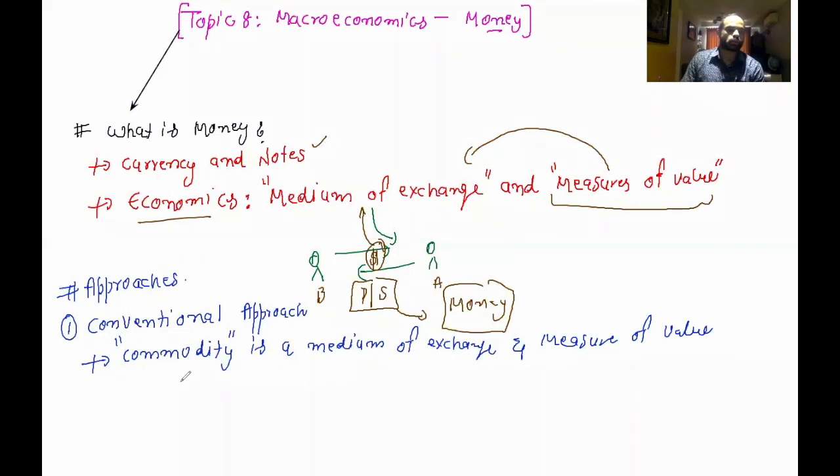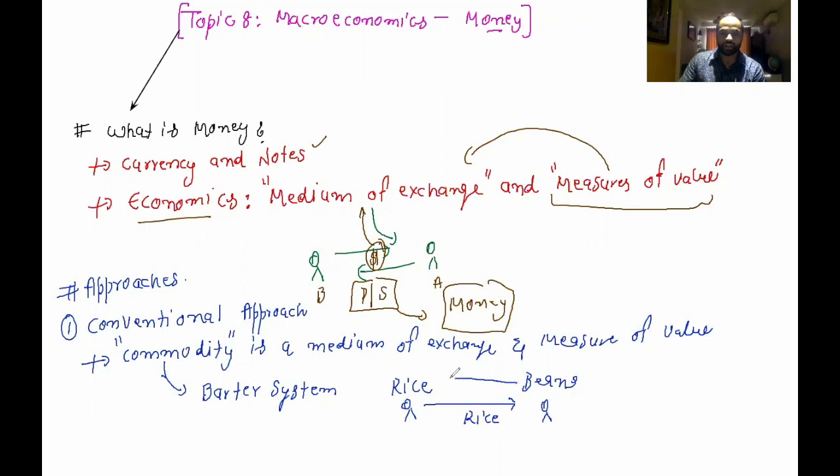Now, how can a commodity act as money? When we use commodities to exchange goods and services, this is called a barter system. I think I explained this barter system to you before. For example, rice and beans. This person has rice, this person has beans, and this person needs beans. So this person will supply rice, and in exchange, the other person will supply beans. This is the conventional approach, a barter system. So rice and beans are the medium of exchange; we are exchanging things using rice or beans.